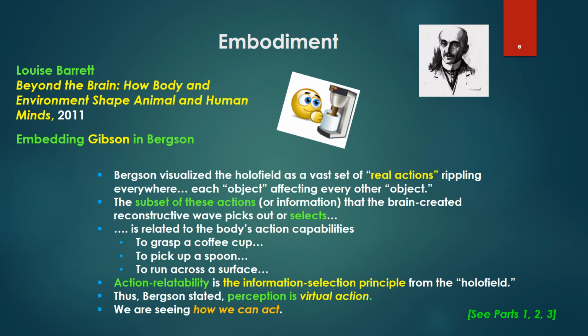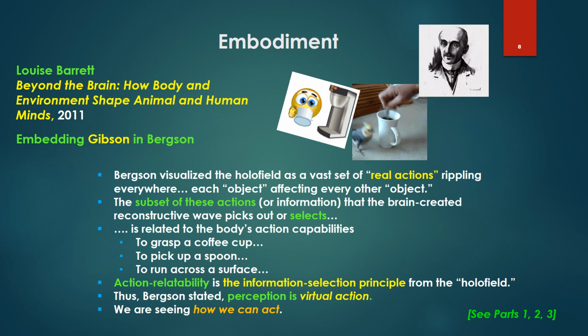This subset is that related to the body's action capabilities. That is, to grasp a coffee cup, or to pick up a spoon and stir the coffee, or to run across the surface, like our parrot there. Action relatability is the information selection principle from the holofield. Thus, Bergson stated, perception is virtual action. We are seeing how we can act. And this will be important when we relate this back to Gibson later on as our four folks discuss things.